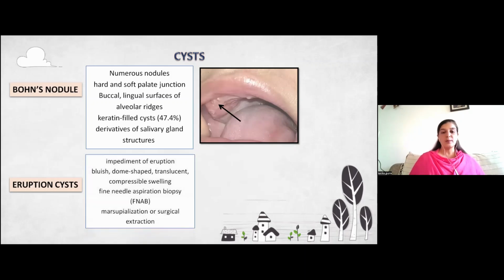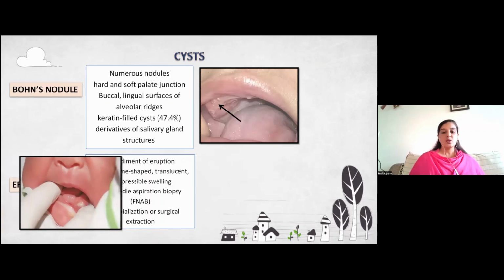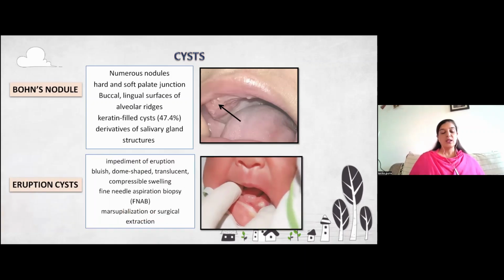Then we encounter bluish, dome-shaped, translucent swellings. These are the eruption cysts that lead to the impediment of the eruption of the deciduous or even the permanent tooth. So in neonates, obviously the deciduous teeth. These eruption cysts are identified using fine needle aspiration biopsy, and the treatment involves surgical extraction or marsupialization.